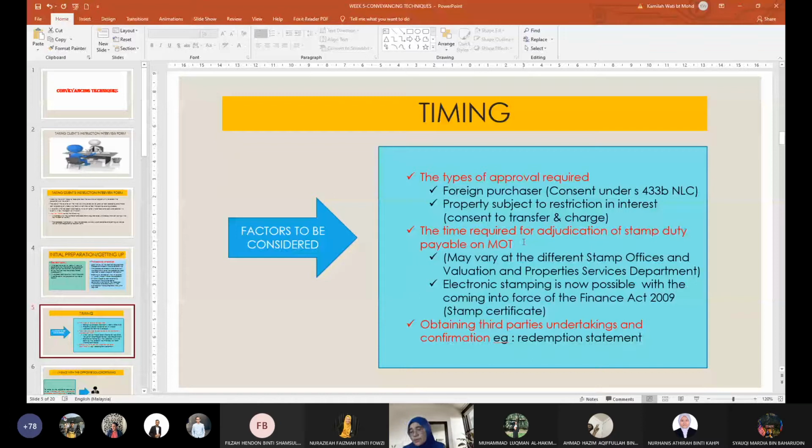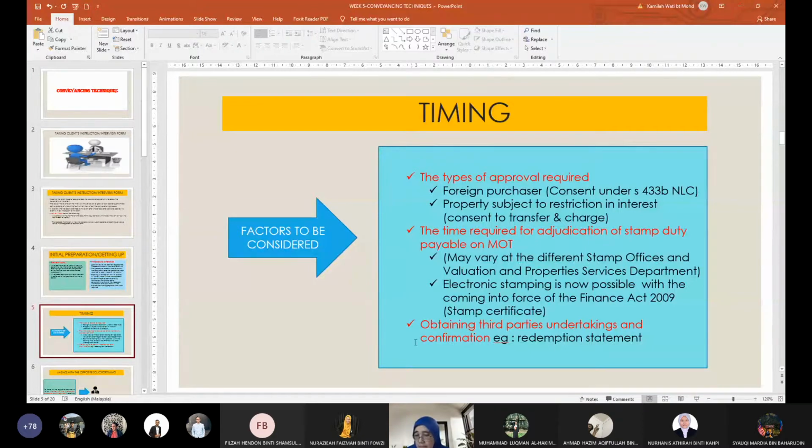But nowadays, because they use electronic stamping and the submission of adjudication is also online, I think the process is shorter. Later we can ask Puan Hafizah how the process is now and what the estimated time for adjudication of stamp duty is.